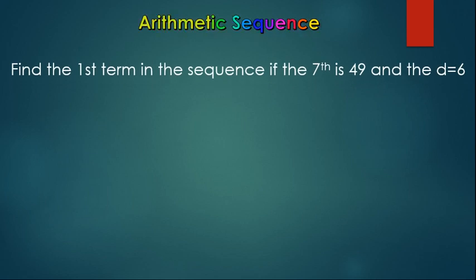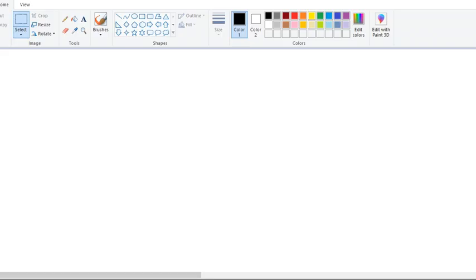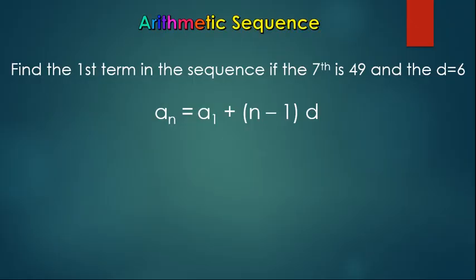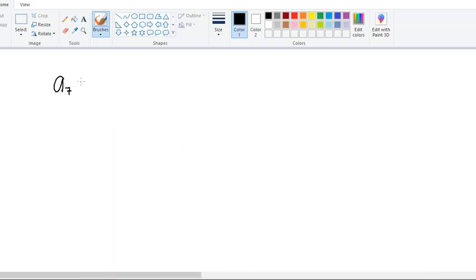So for example, find the first term in the sequence if the seventh is 49 and the d or the common difference is 6. We can find this using the formula a sub n equals a sub 1 plus the quantity of n minus 1 multiplied to d. So let us solve for it. So, kunin natin yung formula. We have here a sub 7, based on our given. And then the missing one is the first term.